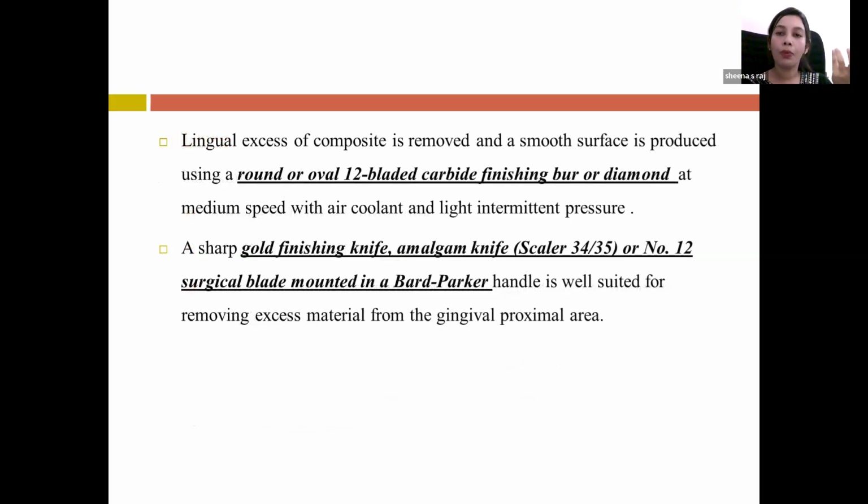Lingually, the excess of composite is removed with the help of a round or oval 12-bladed carbide finishing bur. A very sharp gold knife, an amalgam knife, or a number 12 scalpel blade is well suited for removing excess in the gingival proximal area.